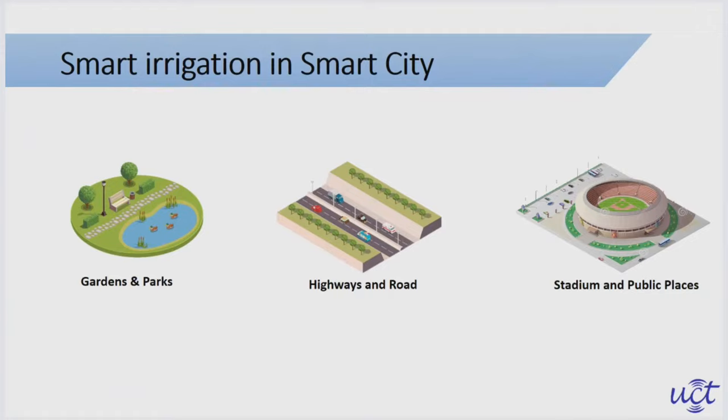That needs to be automated too, because it is not always possible to go and manually irrigate such a long stretch of road. Another one is stadiums or public places where we want to maintain greenery. So irrigation plays a very key role in the smart city concept.